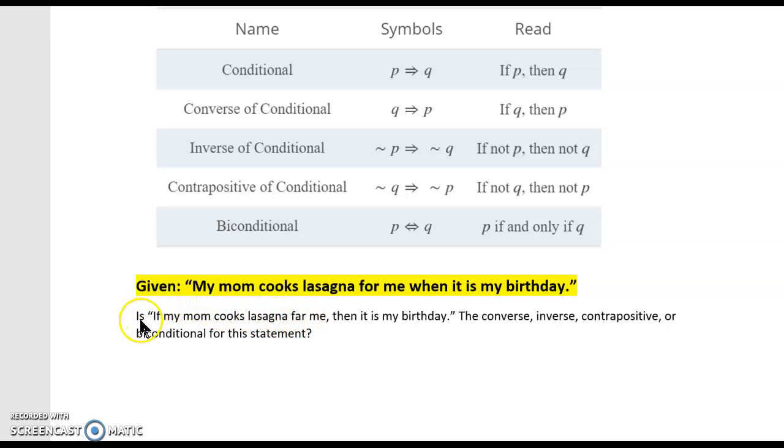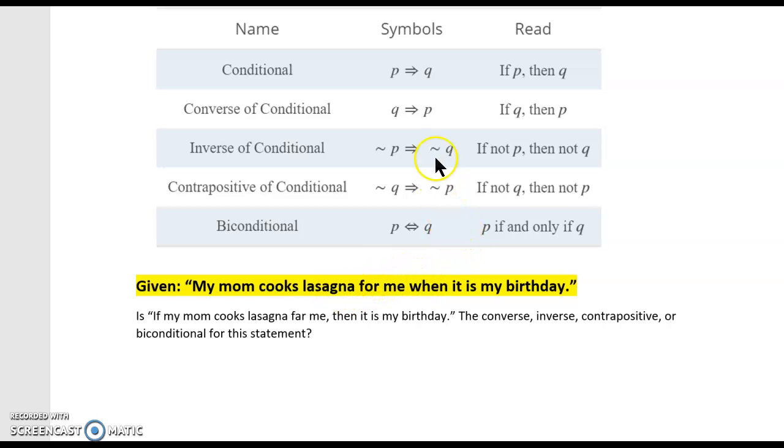First is the question. It asks, if my mom cooks lasagna for me, then it's my birthday, is that the converse, inverse, contrapositive, or biconditional? So it's asking us to figure out which of these versions of this statement it is. So it's like picking one: converse, inverse, contrapositive, or biconditional. But the first thing we need to deal with is that my mom cooks lasagna for me when it's my birthday is the original conditional statement. But it doesn't look like if this, then that, because there's not even an if or a then. So we need to translate it.